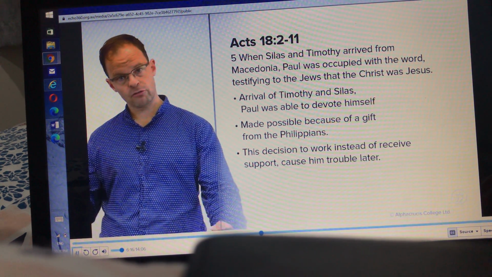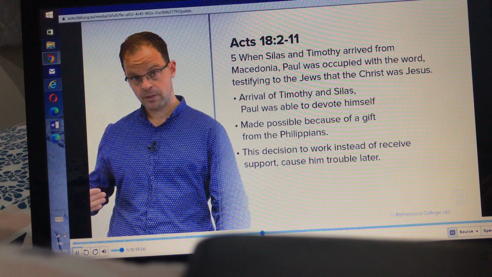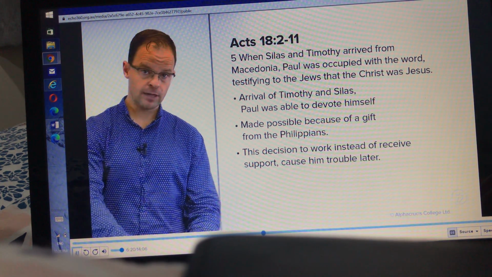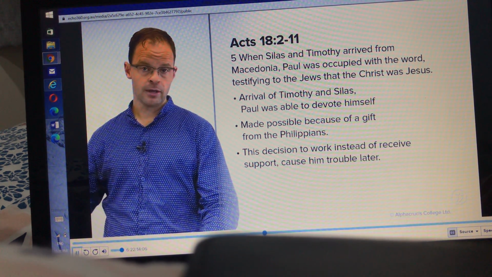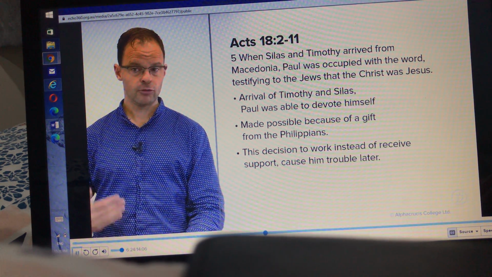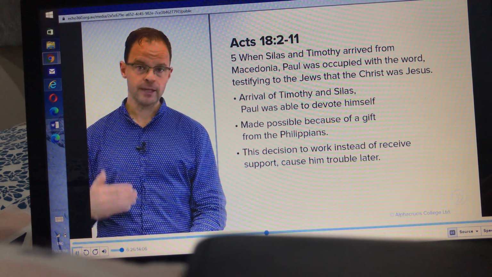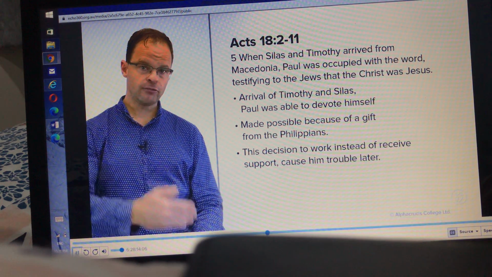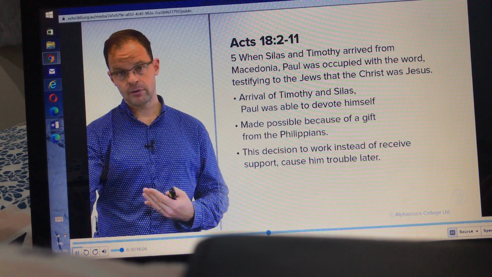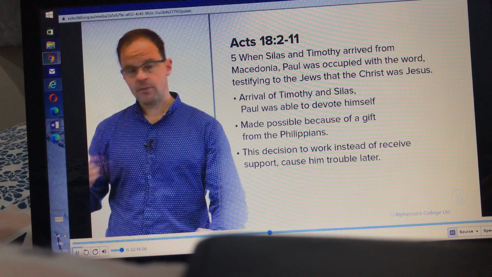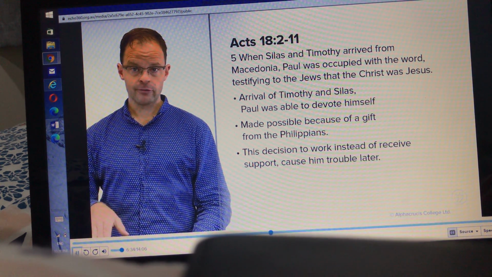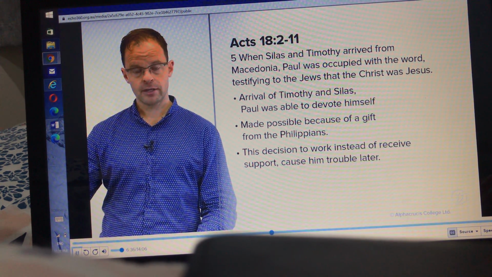Now, if you remember in the story of Acts, Paul had been in Thessalonica, he'd been in Philippi, and then he'd come down to Corinth. In Thessalonica, there'd been a lot of persecution, to the extent that they actually had to get Paul out of the city. So he goes to Athens for a little while, and then he ends up in Corinth. But Timothy and Silas, who are his apprentices, are still there in Thessalonica.